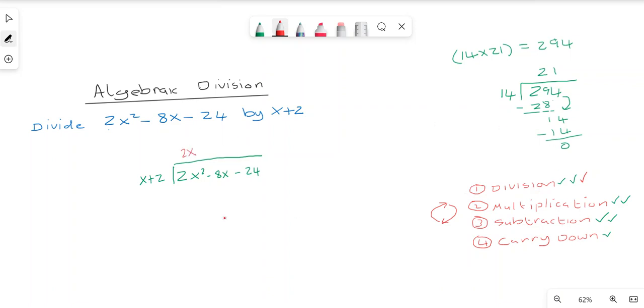Then we do the multiplication step. So it's going to be 2x multiplied by x plus 2. 2x multiplied by x gives me 2x squared. 2x multiplied by plus 2 gives me plus 4x. So that's the second multiplication step.